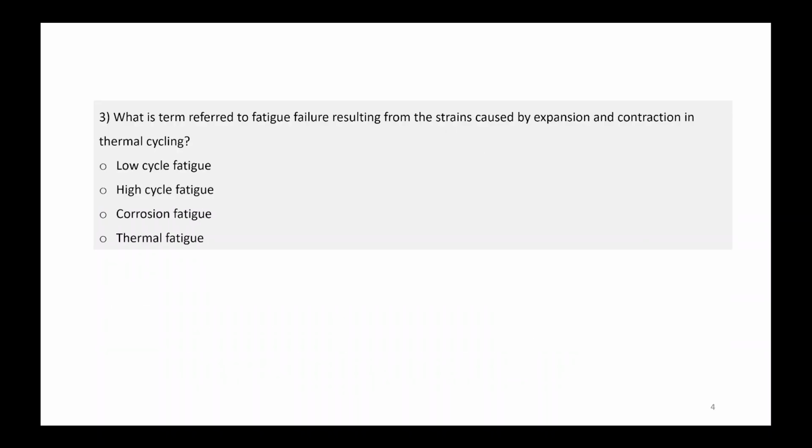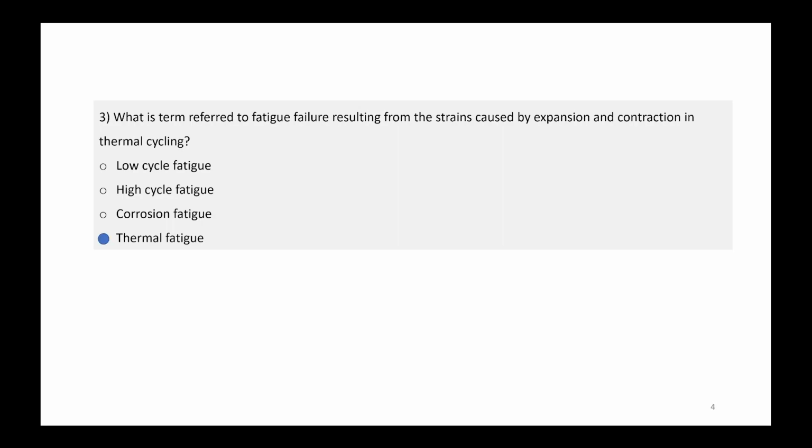Next question is, what is the term referred to fatigue failure resulting from the strains caused by expansion and contraction in thermal cycling? And your options are low cycle fatigue, high cycle fatigue, corrosion fatigue, or thermal fatigue. So when there is a thermal part present in fatigue, then it is thermal fatigue.